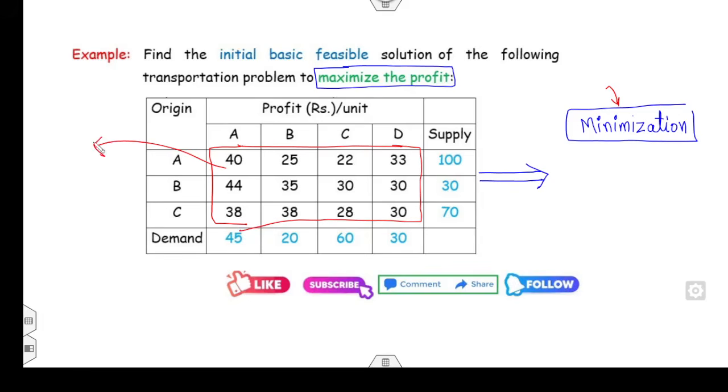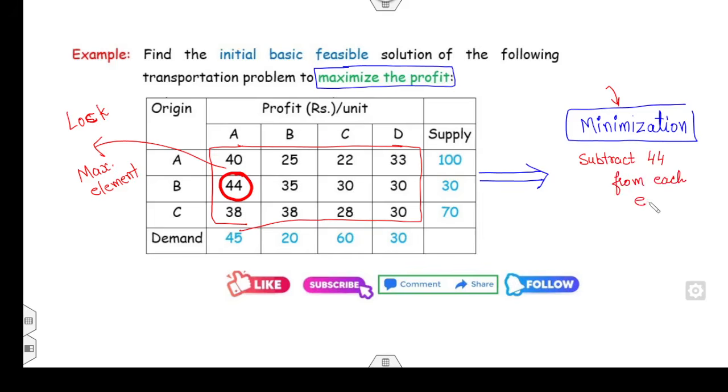Look at the largest number in this element. Look at the maximum element. What is the maximum element in this case? If you look, the maximum element is 44. Fine. So then what I can do is subtract 44 from each number.